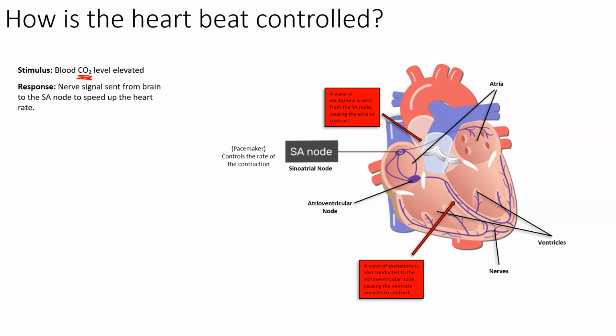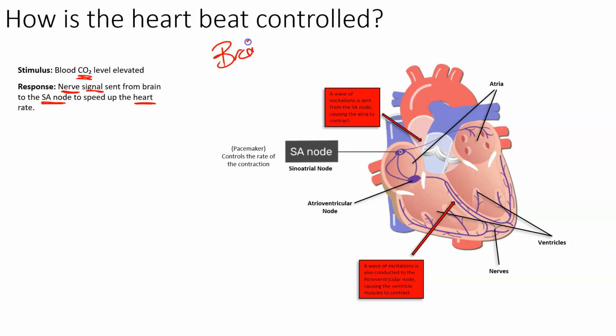So your brain is constantly monitoring your heart beat, but it's also monitoring your blood composition. And so when the blood CO2 levels are elevated and the brain recognizes them as being elevated, it's going to, externally speaking, because we're outside of the heart, send a signal in the form of a neuron, or in the form of an electrical impulse, from the brain to the heart, specifically telling the SA node to speed up the rate of contractions.